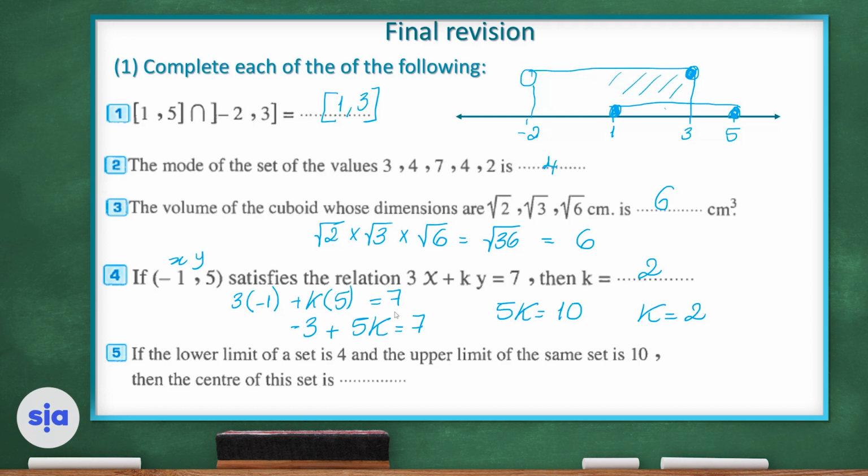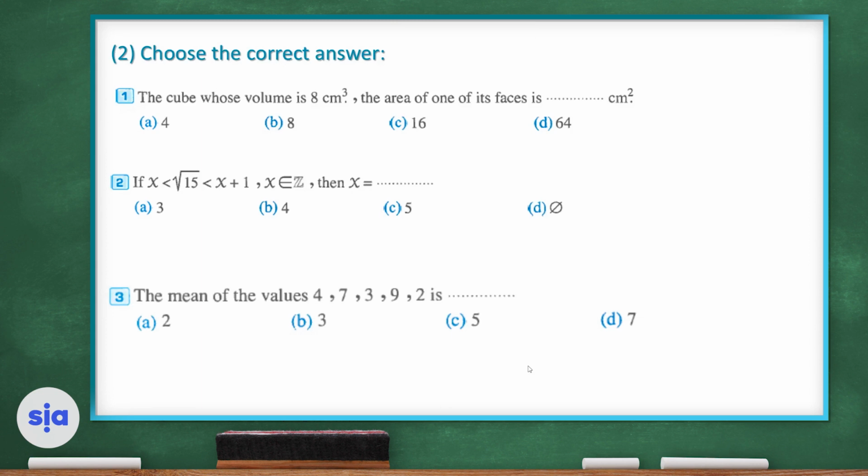For question 5, the lower limit is 4, the upper limit is 10. How can we find the center of the set? To find the center of the set, as you all know, it's the upper limit plus the lower limit divided by 2. So the center of the set is 7. In question 2, the question is asking us to choose the correct answer.